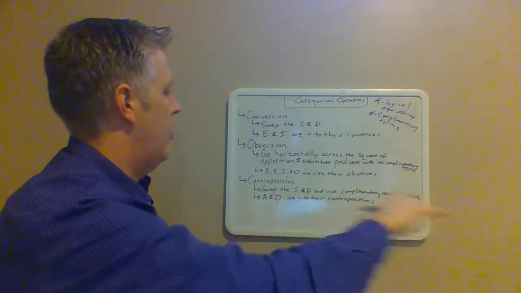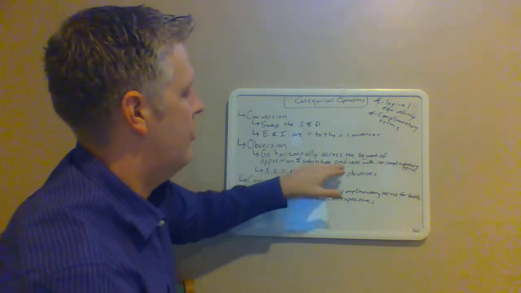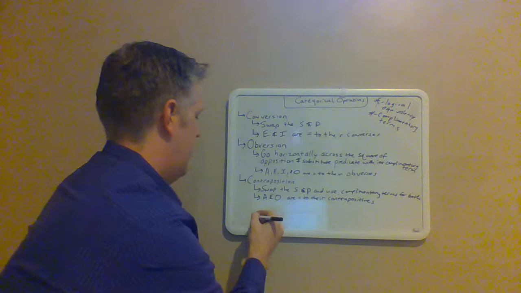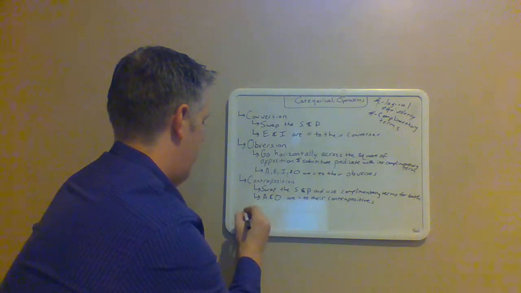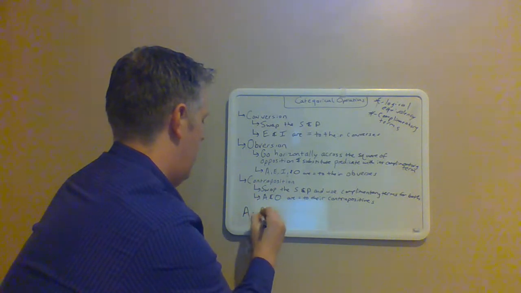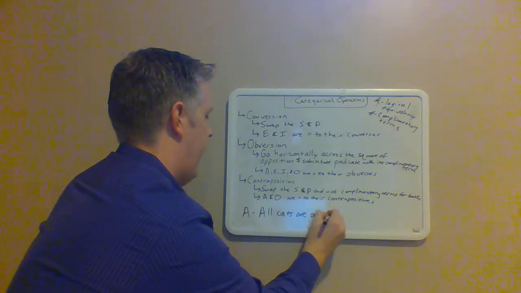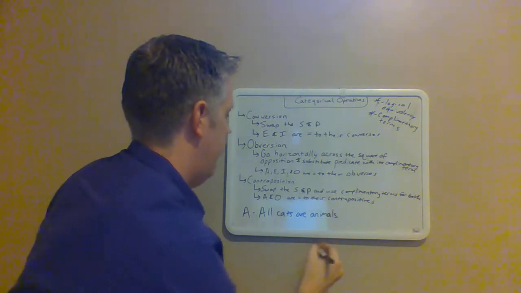So you go horizontally across the square of opposition, and you substitute the predicate, the second term listed, with its complementary term. So let's go ahead and do that. Let's go with an A claim again. All cats are animals. And what would the obverse of that be?